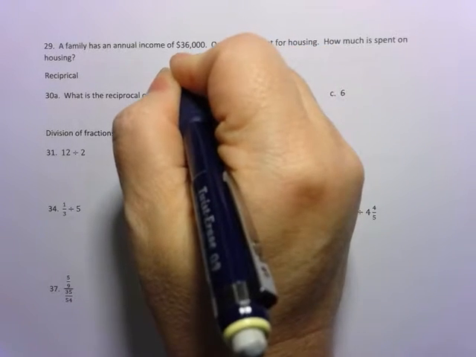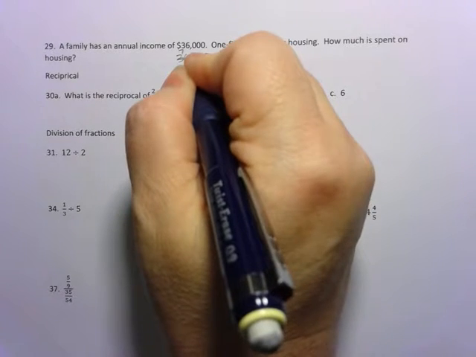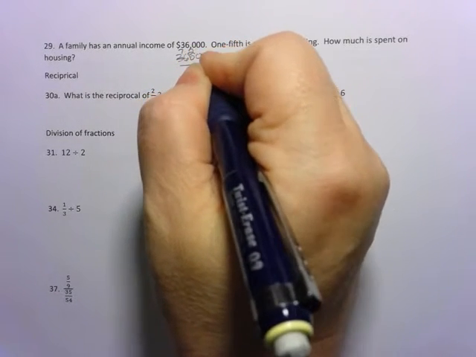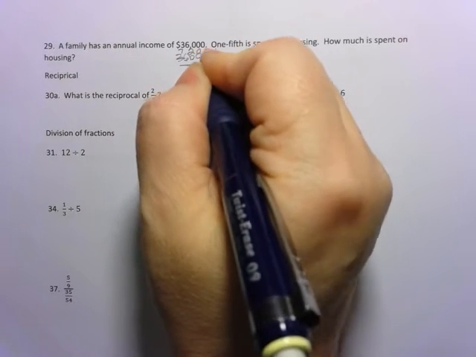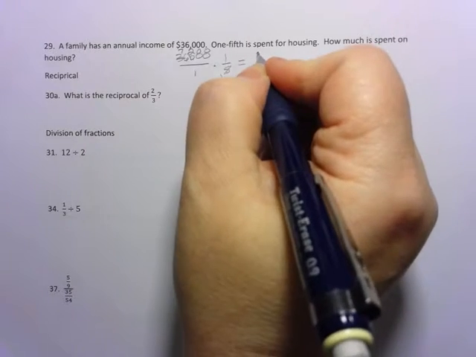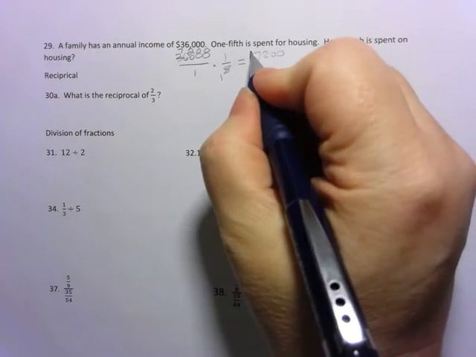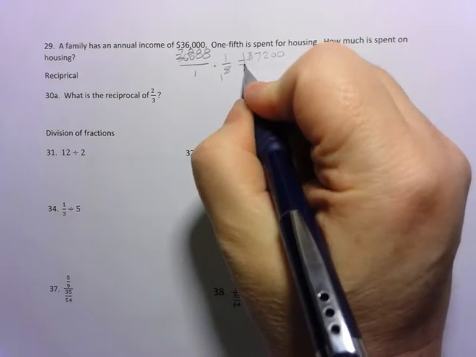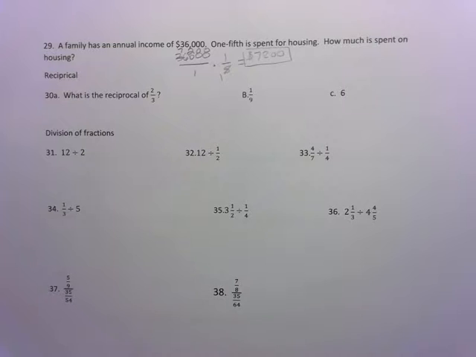5 goes into 36 7 times with 1 left over. 5 goes into 10 twice. 5 goes into 0, 0, and 0. 5 goes into 5 once. 7,200 times 1 is 7,200 over 1, which is 7,200. So $7,200 is spent on housing.